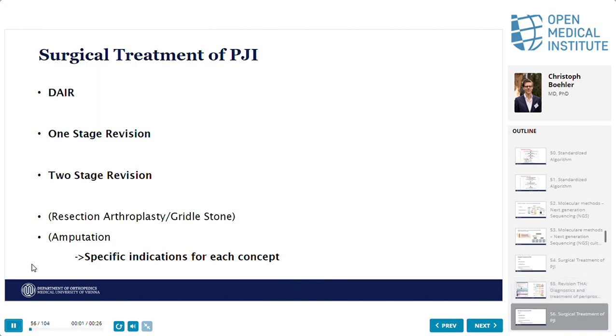So these are the 3 concepts. Do you have a preferred one? 2-stage? It depends, because if it's a strong infection, we usually do 2-stage, but if it's an acute infection, we are going for the DAIR. Yeah, very good answer. So specific indication for each concept, okay?